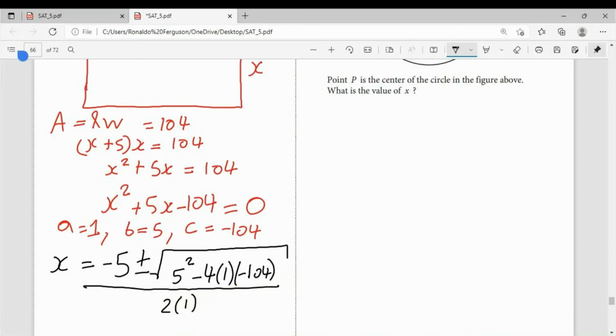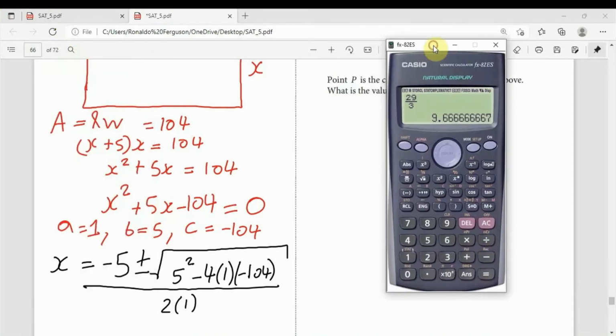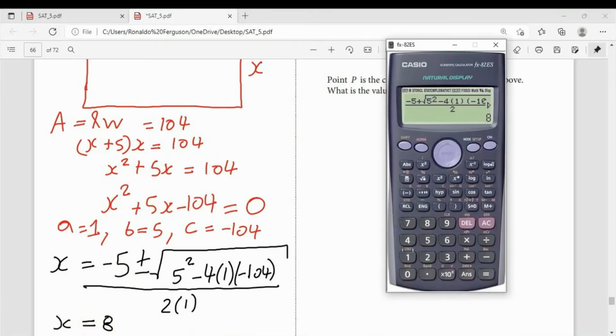So you put that into your calculator. I'm just going to bring up the calculator here. And you just do it one time. Guys, just do it one time. Negative 5 plus the square root of 5 squared minus 4 times 1 times negative 104, over 2. You put that in a calculator, you're going to get x equal 8. That's what you got to have, Andre? Yes, sir. x equal 8.